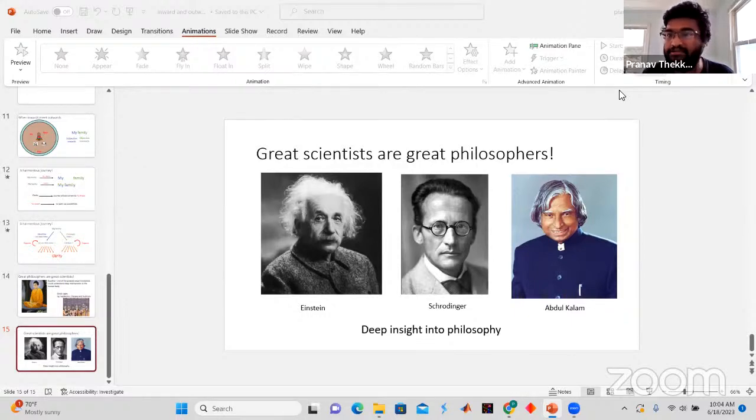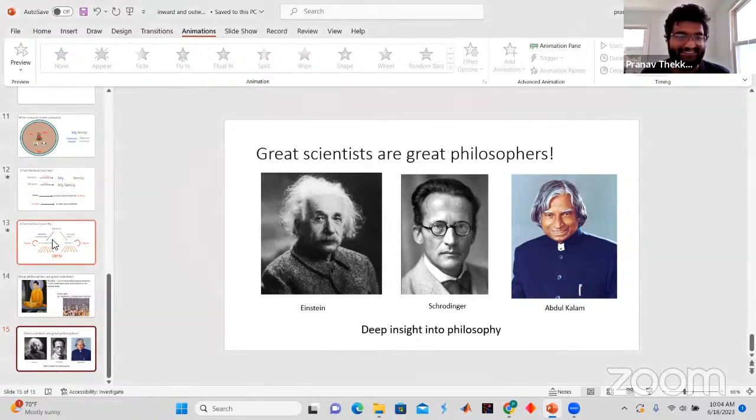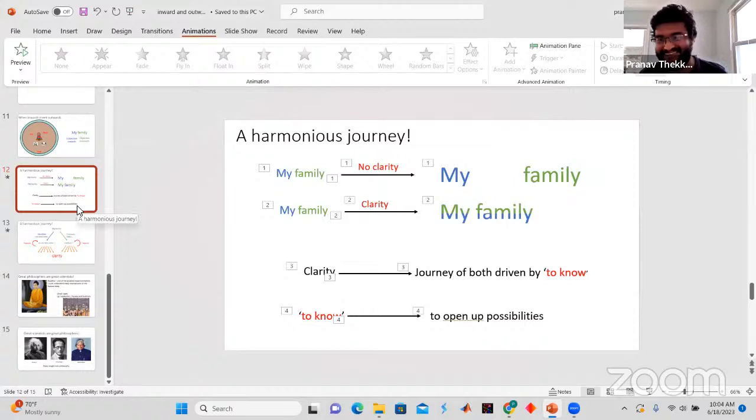A deep philosophical talk. I still didn't understand. So how are the outward and inward the same? I understand you're saying that great philosophers and scientists who are looking outward are also looking inward, and the clarity is there, possibilities open up. But how is this happening? What is the science behind this? Clarity, what is the science behind this?